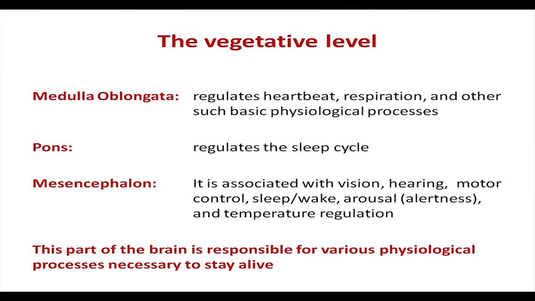So, getting to more specific details, the medulla oblongata regulates the heartbeat, respiration, and other such basic physiological processes. The pons regulates the sleep cycle. The mesencephalon is associated with vision, hearing, motor control, sleep wake arousal system, that is alertness, and temperature regulation. So, primarily, as you see, the vegetative level is responsible for the various physiological processes that are required to stay alive. So, we have spoken about the reticular activating system and the medulla oblongata, pons, and mesencephalon, which are responsible for the physiological processes.